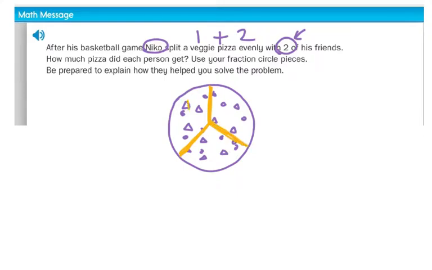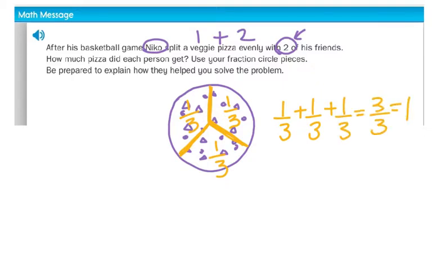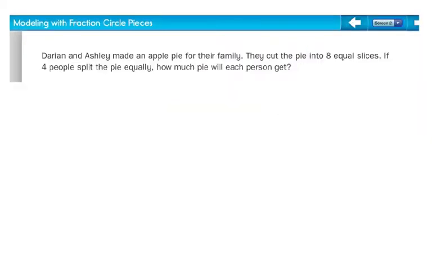Nico will get 1/3. His other friend will get 1/3. And the third friend will get 1/3. So 1/3 plus 1/3 plus 1/3 equals 1 whole pizza, or 3/3. So anytime our top number and our bottom number, our numerator and denominator, are the same, it equals 1 whole. Remember to do this with me. All right, erase. Let's try another one.